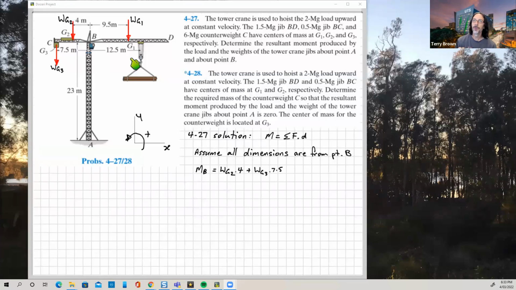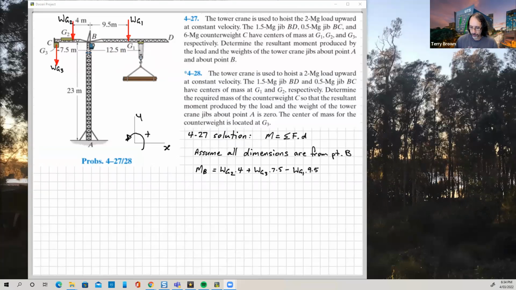So now we've got the weight of the jib B to D. And we're told over here that its center of mass is at G1, and it had a mass of 1.5 megagrams, so acting down here. Right, so its perpendicular distance is this 9.5 that we've got here. So we can put that in. And note now that we've got a negative sign out the front. Okay, so now if we look at this moment about point B, it's tending to rotate clockwise.